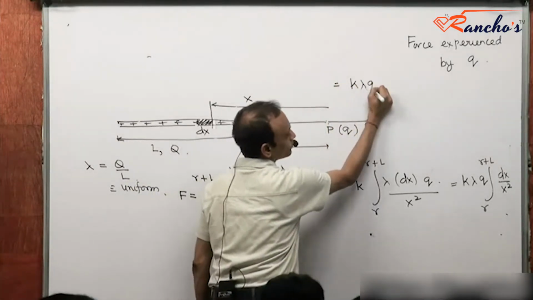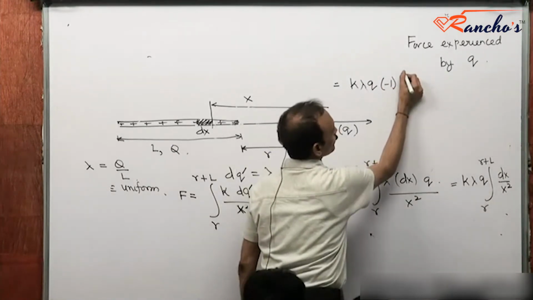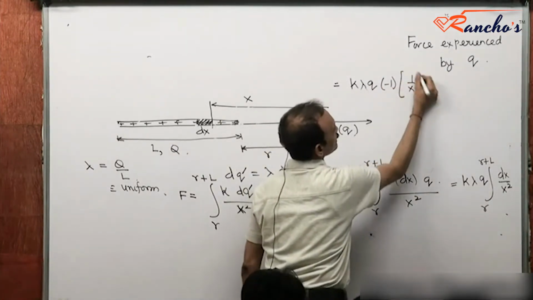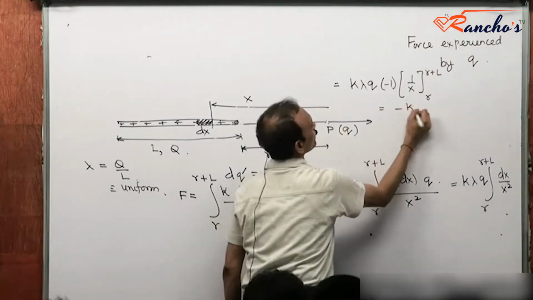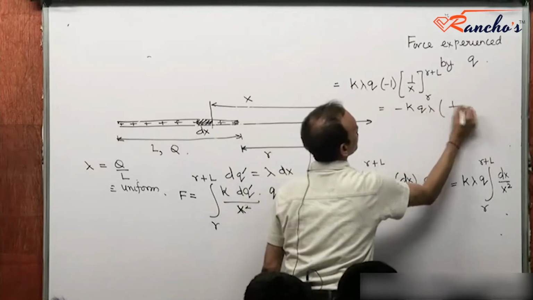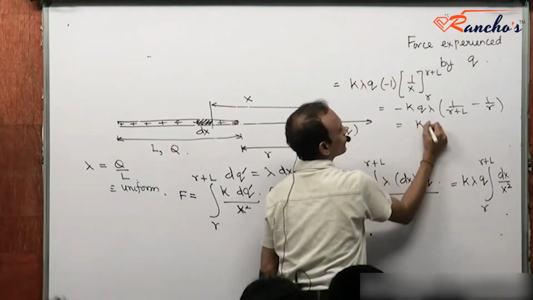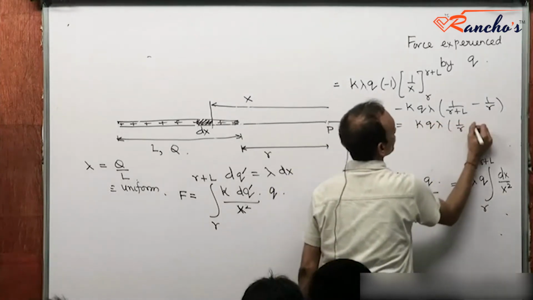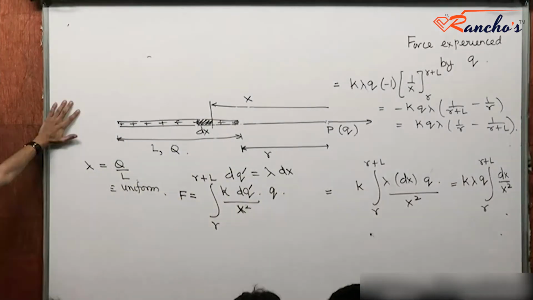K lambda q, minus 1 by x, where x runs from R to R plus L. Yes or no?